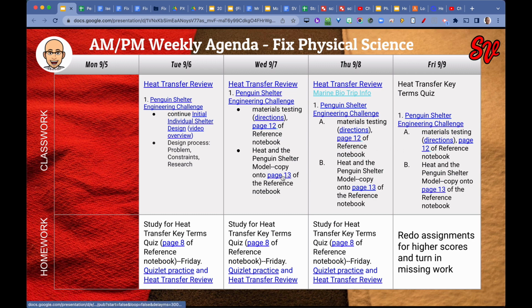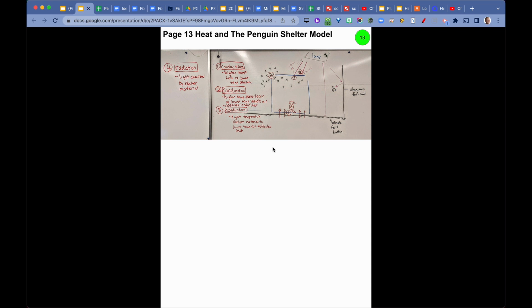Also on page 13, while 2 members of the group were doing the materials testing at a time, we had students copy down on page 13 how heat does transfer in the penguin shelter model. So students had to draw the diagram and explanations showing how conduction happens through the bottom of the shelter on top of the bottom of the simulated Rockland summer temperatures.